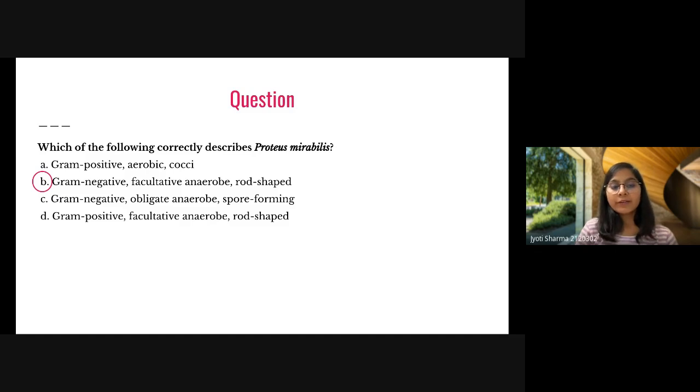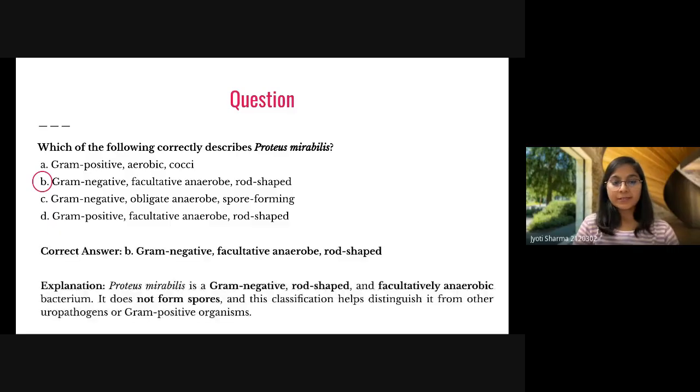Then facultative anaerobic means that in the absence of oxygen it can act as an anaerobe, but if there is an ample amount of oxygen, it will act as aerobic in nature. So that's why this is facultative anaerobic, and these are rod shaped bacteria. So B is the right answer.